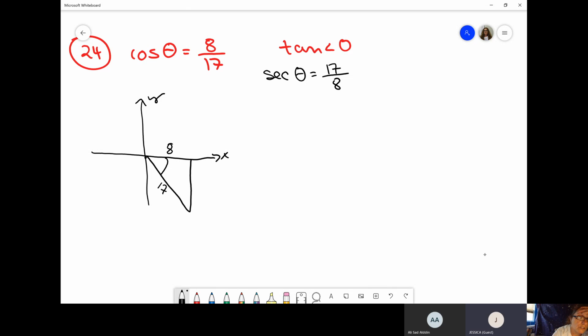Again, we need to use the Pythagorean theorem to find the y side. So y is the square root of 17 squared minus 8 squared. In this case, we have to subtract. 17 squared is indeed 289, minus 64 is 225. So the square root of 225 is 15.